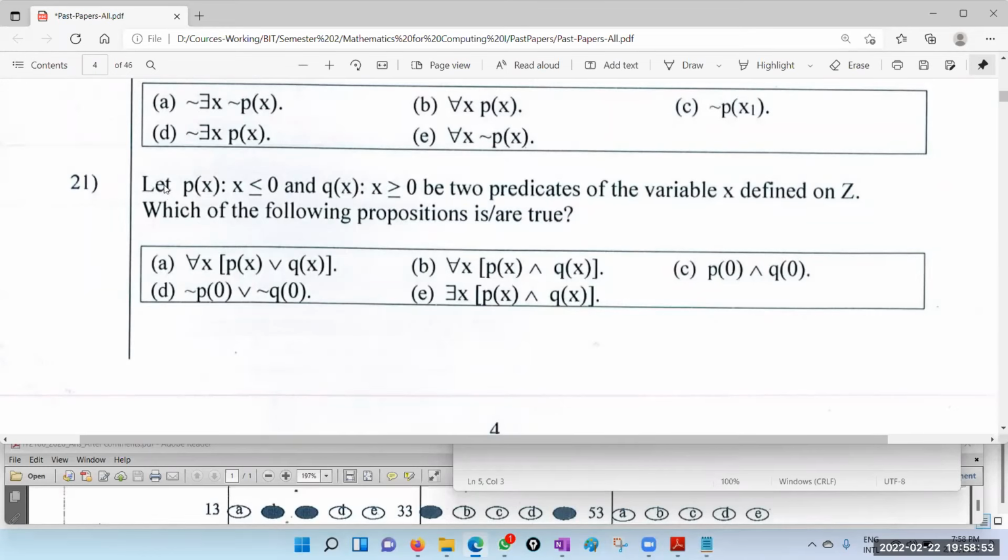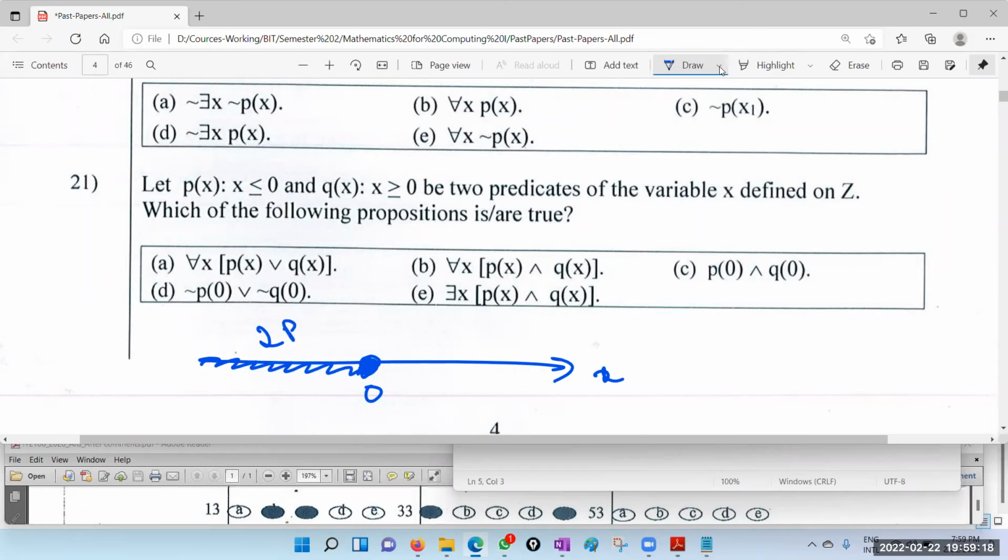Right, let Px be x is less than or equal to 0 and Qx be x is greater than or equal to 0. Right, so let's draw it. This is my number line. Px is x less than or equal to 0. Less than or equal to 0 means this area, including this. So this is my Px.